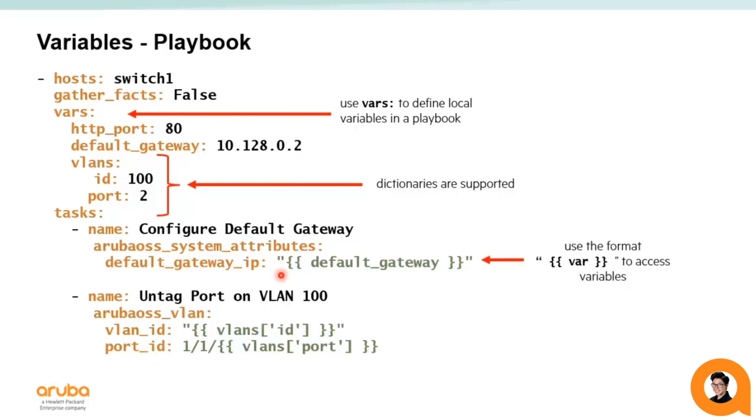In this example, you can see we're passing in the value of default gateway. But since we're only passing in the value, we have to surround the variables with the double quotations. But if you look at port ID, since we're beginning the value with text and not the variable, we don't need the quotations surrounding the braces.